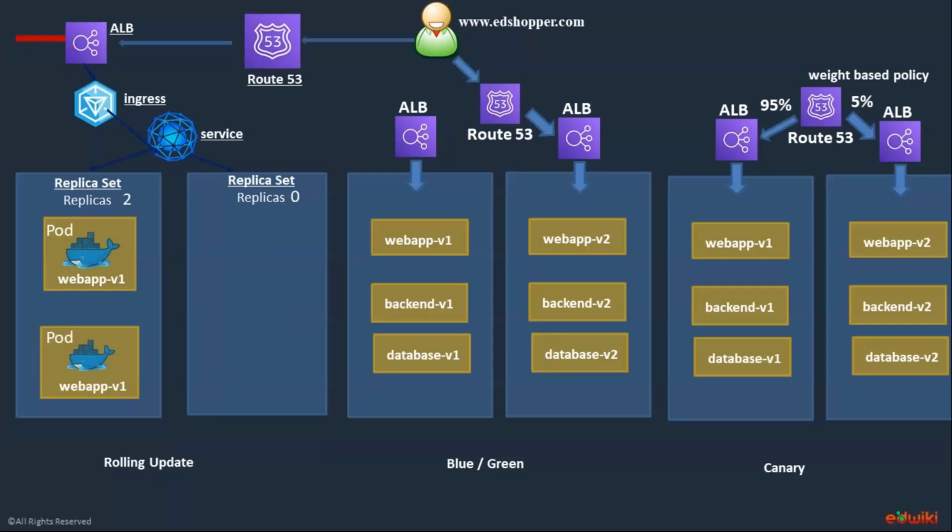Let's say if you remove the V1 completely, what is the case if my V2 is not working as expected? All the 100 people will be affected, correct? All the 100 users, whoever is accessing my website, will now be routed to the V2 version. For any reason, if the V2 version code is not working, all the 100 people will be affected. To avoid that, we can go with the canary deployment strategy.